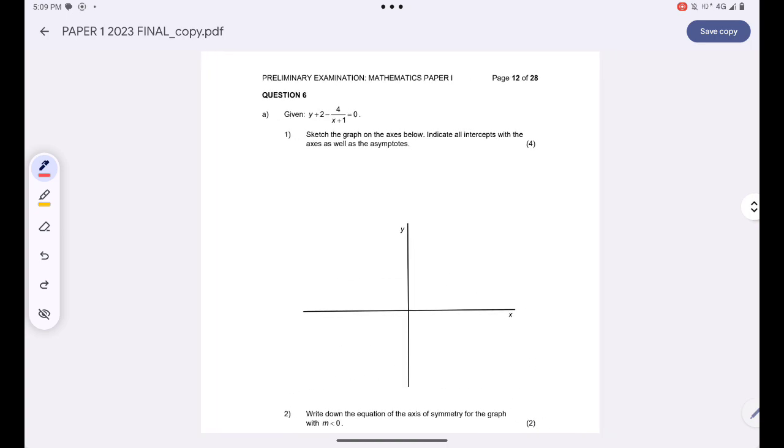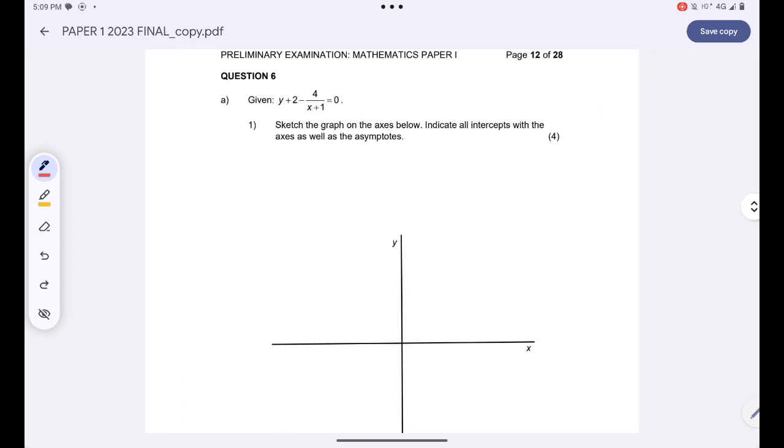Okay, we are given an equation: (y + 2) minus 4 all over (x + 1) is equal to 0. They want us to sketch the graph on the axis below, and you must indicate all the intercepts with the axis as well as the asymptotes.